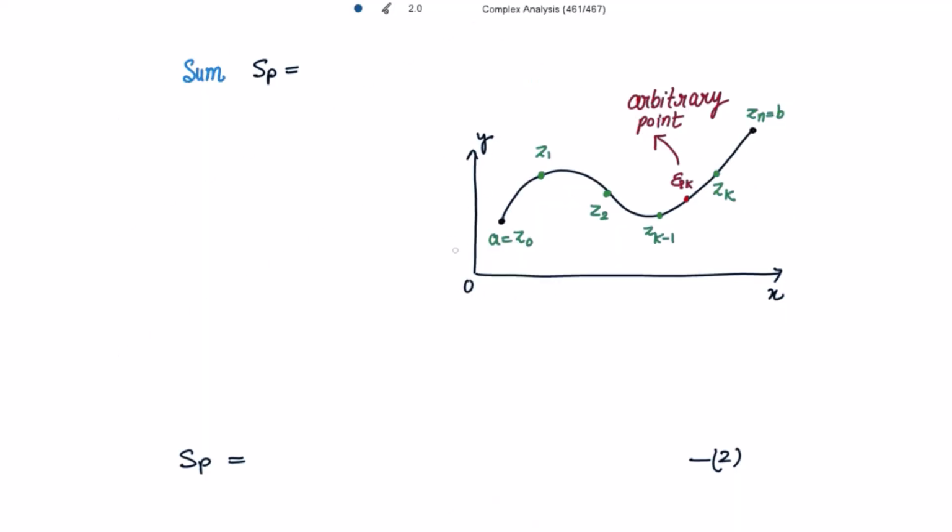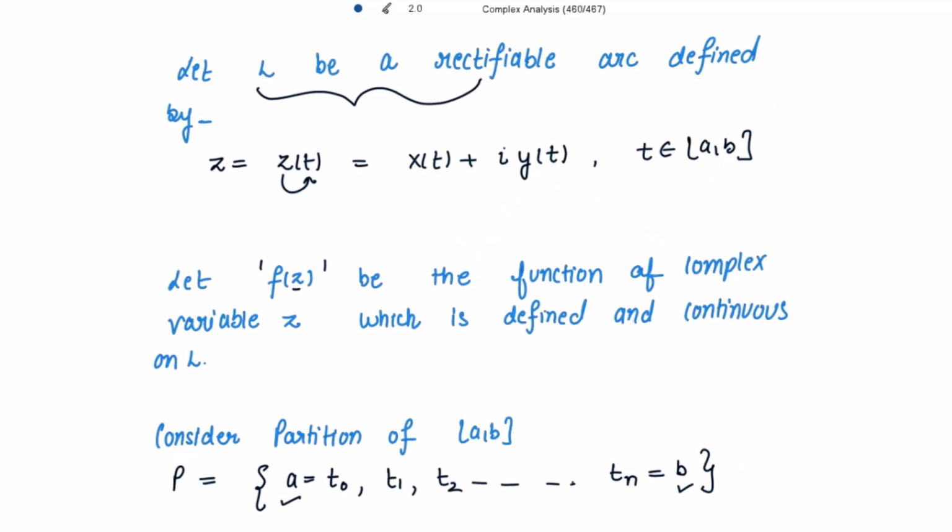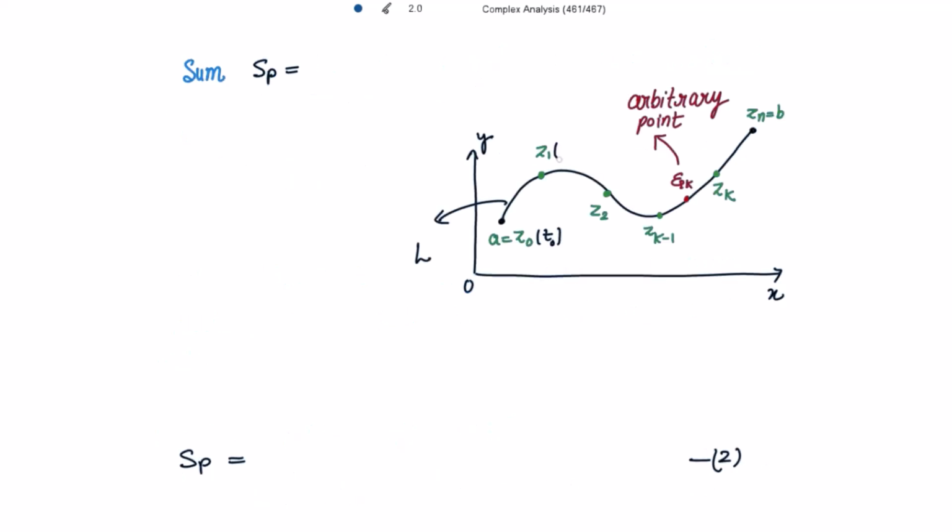Suppose this is your x and y axis and this is your arc L. The initial point A is equal to z0, which depends upon the point t0. Then z1 depends on the point t1, and so on, zn depends on the point tn.